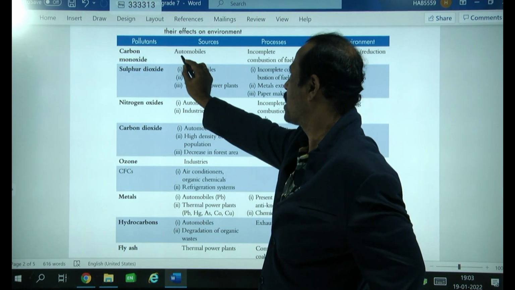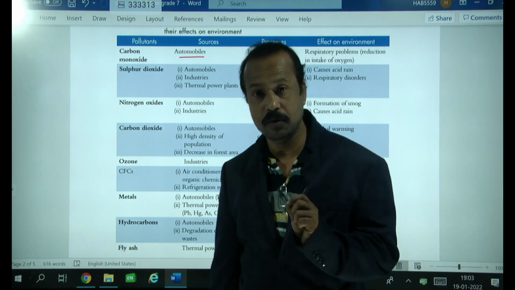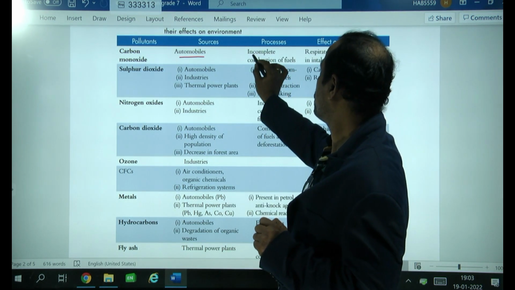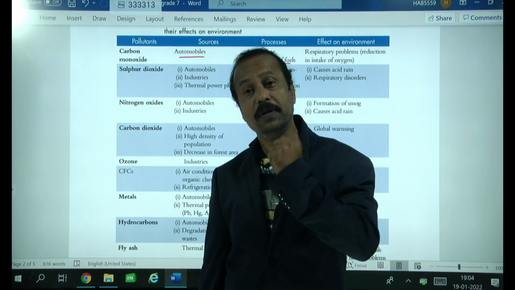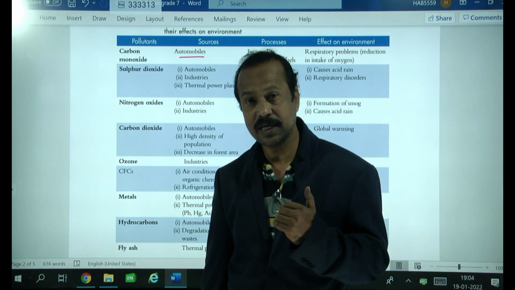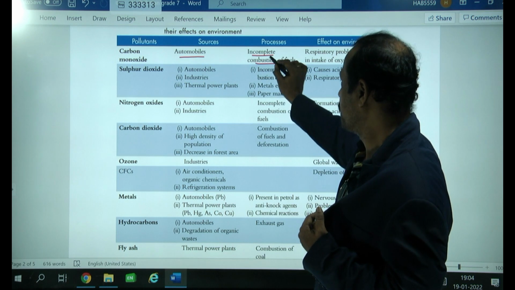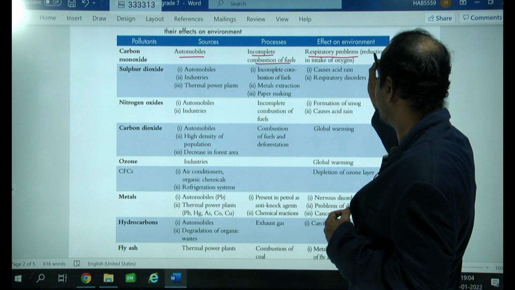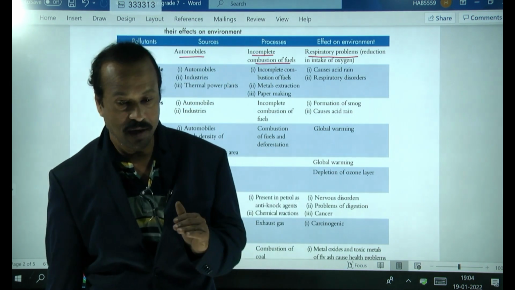What is the main source of carbon monoxide? Automobiles, vehicles are the main source of the release of carbon monoxide. How is it formed? Due to the incomplete combustion of fuels, meaning fuels are not burning completely. If they burn completely, they are converted into carbon dioxide. If they don't burn completely, they release carbon monoxide. And it causes respiratory problems and a reduction in the intake of oxygen. As I just told you, it reduces the supply of oxygen to our body.